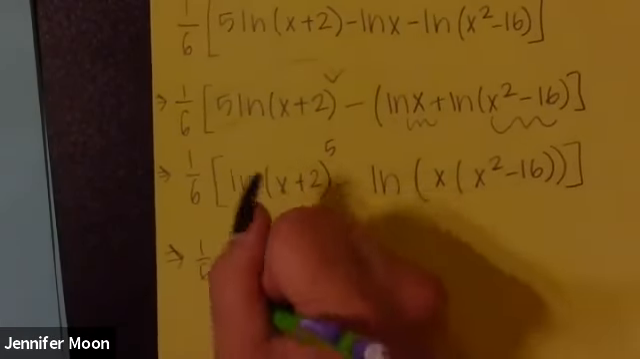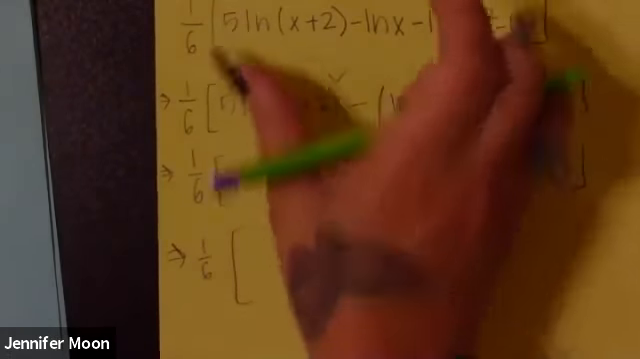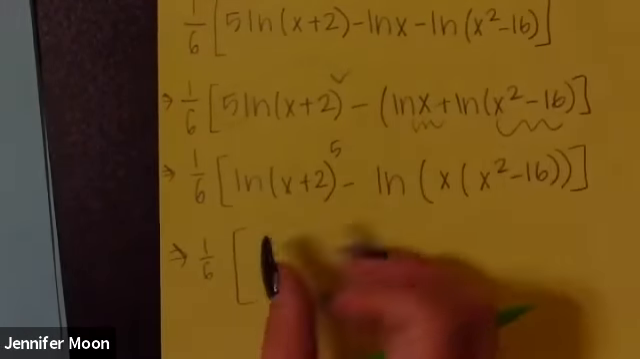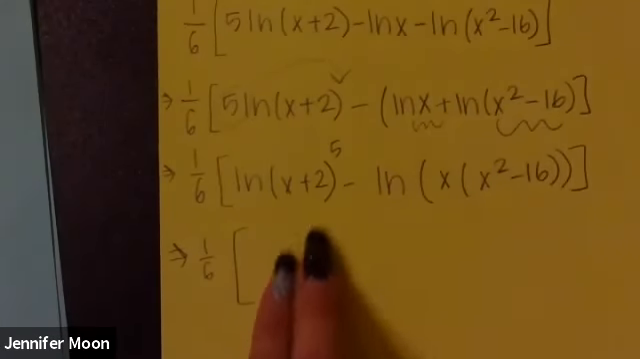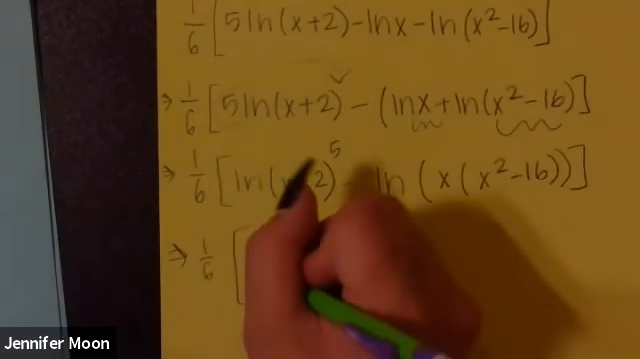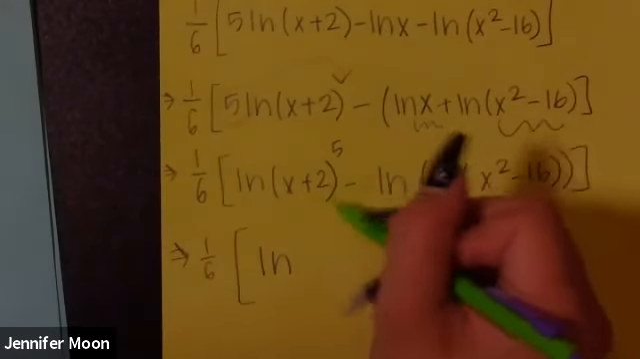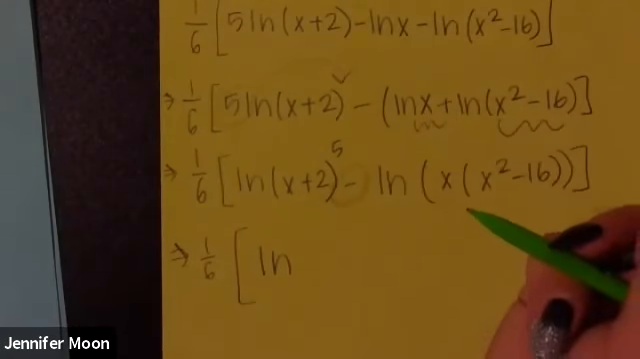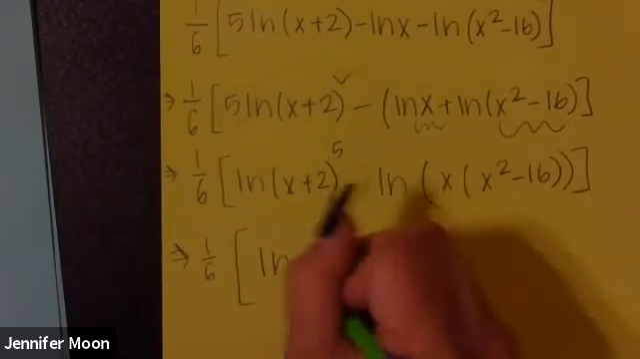1/6 times, right? These are multiple natural logs. My goal is to get it to one natural log. Here I had 2, I condensed it to 1. Here I have 2, I'm going to condense it to 1. So natural log. And then because of this subtraction sign, that's my division. That's my fraction bar right here.